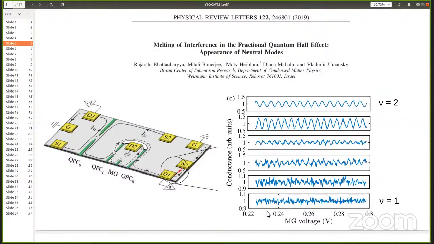However, as you reduce the filling factor, the visibility of these oscillations goes away. And what is important is that this visibility never recovers. So they are not able to see Mach-Zehnder interferometer interference for any quantum Hall phase in the lowest Landau level. Now they also told us, after our work on nu equals 1 was done, about an experiment which they had done.